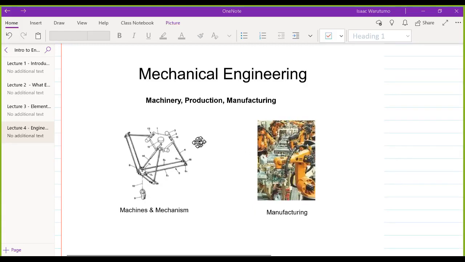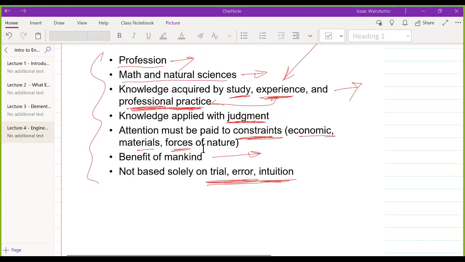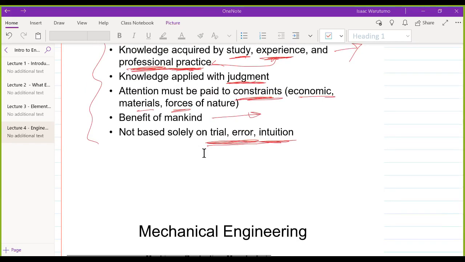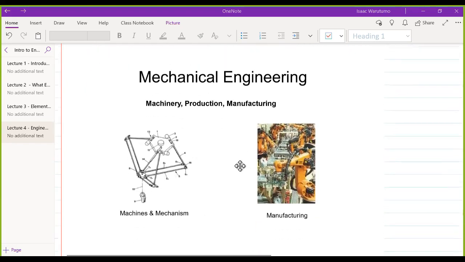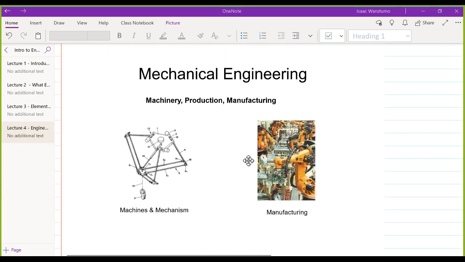This is just part of what we were covering in the past about engineering misconceptions, and now this part deals with what different measures of engineering deal with, and we start with mechanical. And what you'll see in mechanical is that they are more in machines, production, and manufacturing.